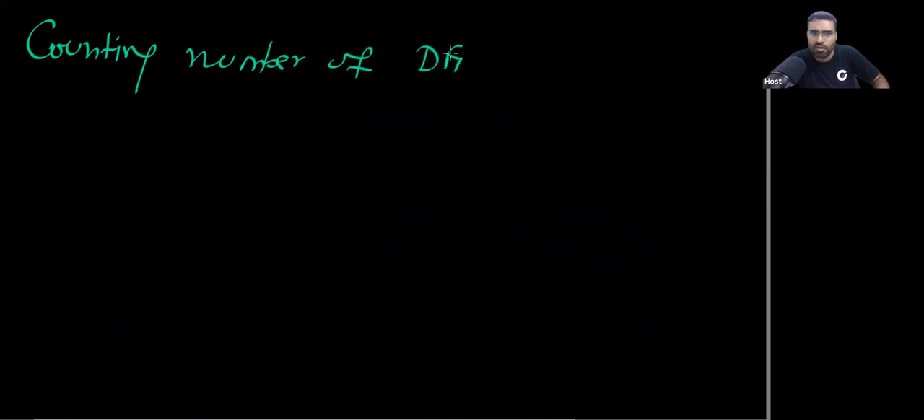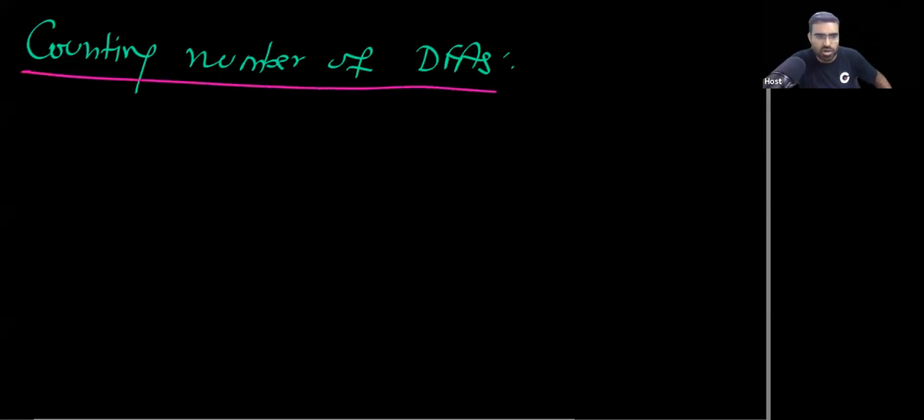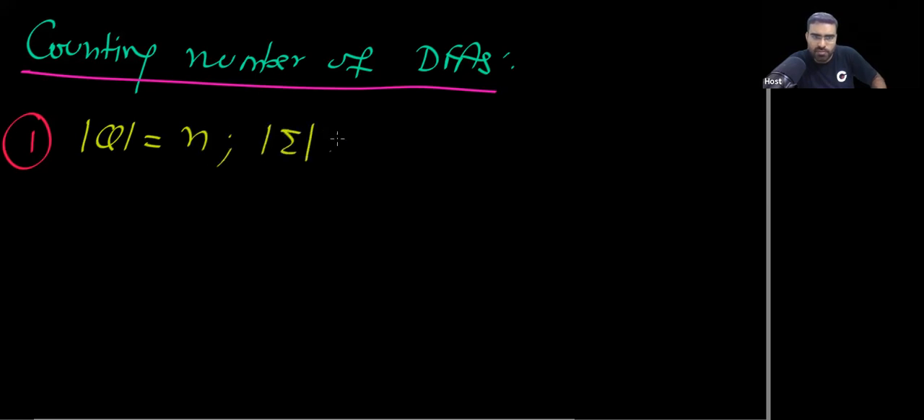So tell me finally, for DFAs, what is the conclusion? Let's see counting DFAs, counting the number of DFAs. You tell me everything we have seen. So for counting the number of DFAs, the first thing is, if I give you the number of states as n and the number of alphabet symbols as m, how many DFAs will there be? With this data, what will your answer be?